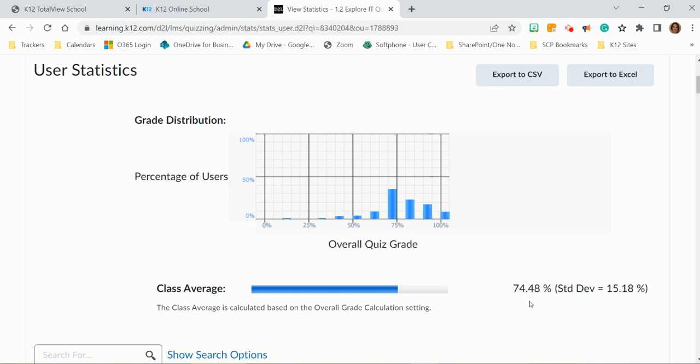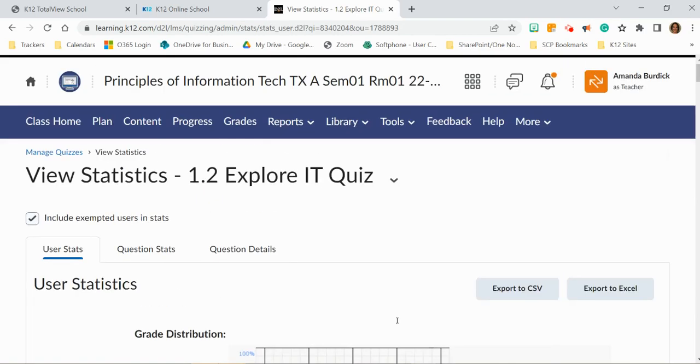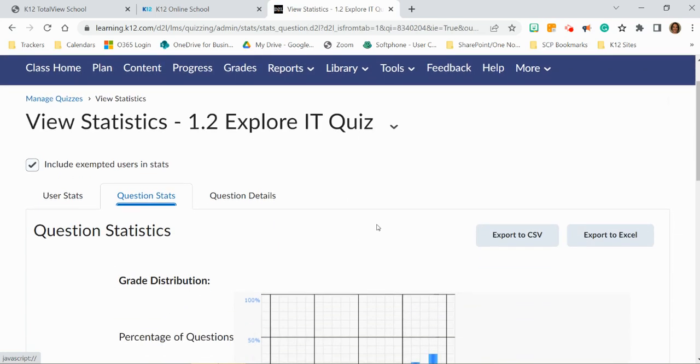As we scroll down the page, you'll see on the left-hand side, you have student names, and on the right-hand side, you have their overall quiz grade on their current attempt. On the next tab, question stats, this is where we're going to spend a little bit of time, and then we'll probably spend the most time in question details. So I'm going to click over to question stats. This is where you can see overall on each question how your students performed.